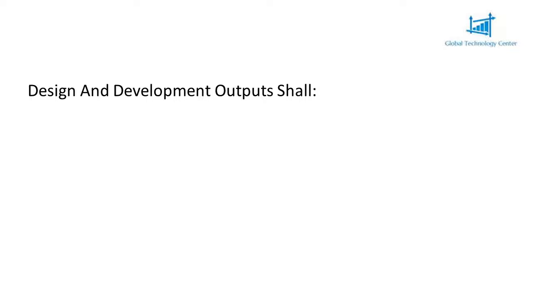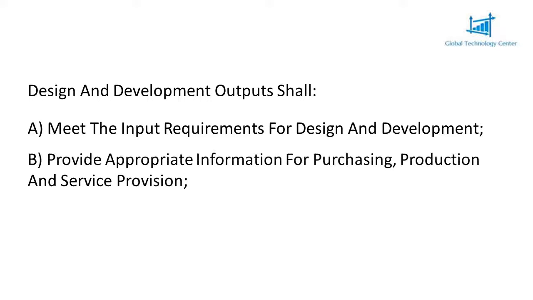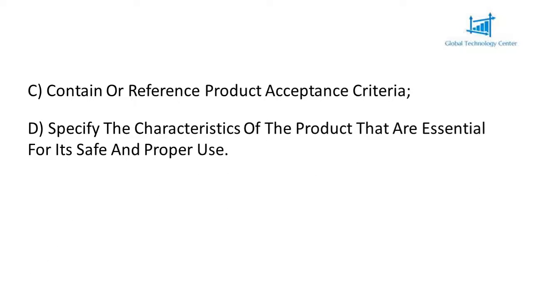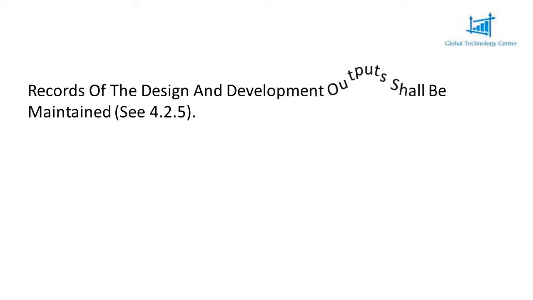Design outputs shall: A. Meet the input requirements for design. B. Provide appropriate information for purchasing, production and service provision. C. Contain or reference product acceptance criteria. D. Specify the characteristics of the product that are essential for its safe and proper use. The outputs of design shall be in a form suitable for verification against the design inputs and shall be approved prior to release. Records of the design outputs shall be maintained.